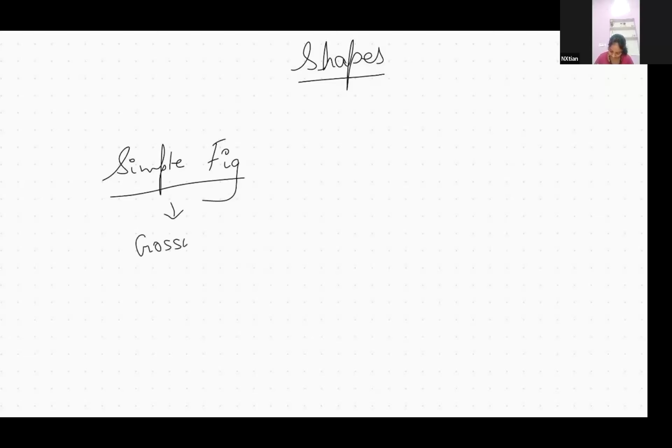So, we have simple figures in which no line is crossing or overlapping each other. Then we have figures which are not simple, in which lines will cross and overlap.